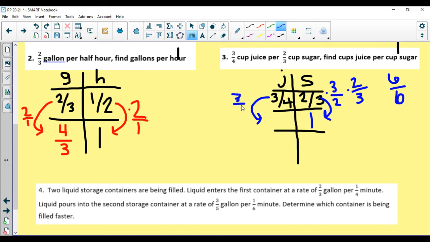So to do this, I'm going to set up my 3/2 here, multiply that by that 3/4. Numerator times numerator is 9. Denominator times denominator is 8. And so I see that for every 1 cup of sugar, I would have 9/8 cups of juice. Again, improper. If you need help with that, reach out to us and we'll help.